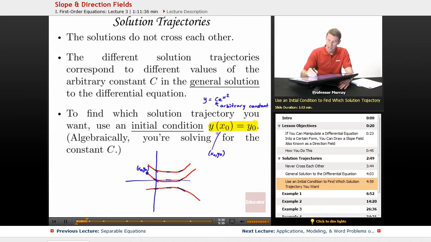So if we had an x naught, y naught, if you have an initial condition, that lets you narrow it down from a whole family of curves to just a single solution trajectory. So that's kind of the geometric picture there.